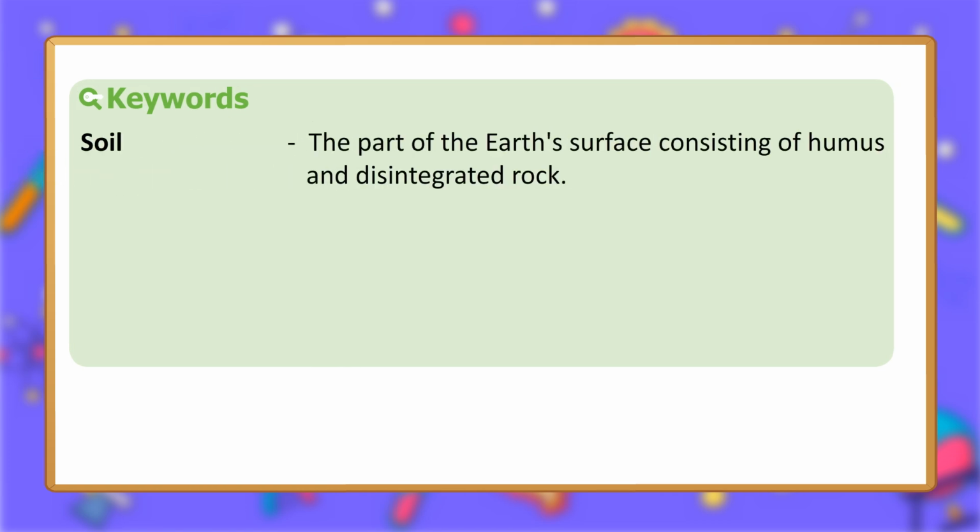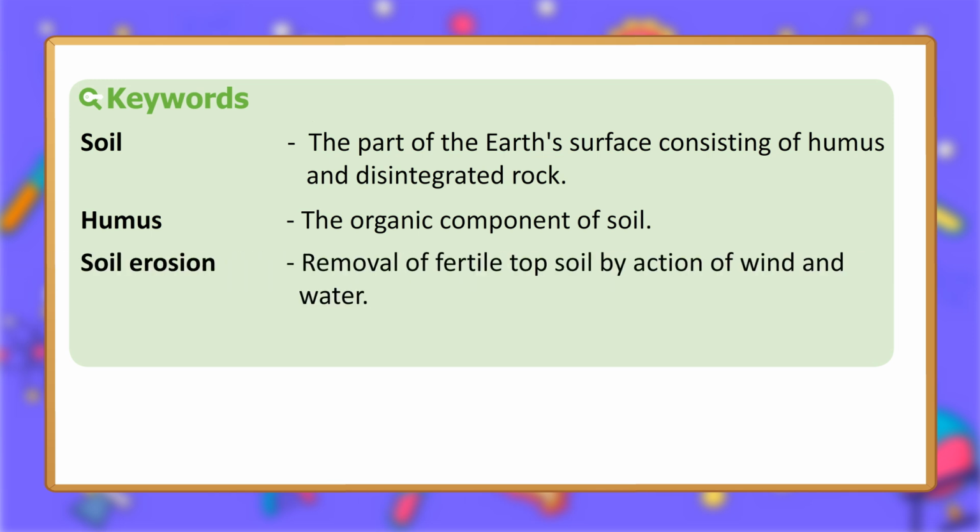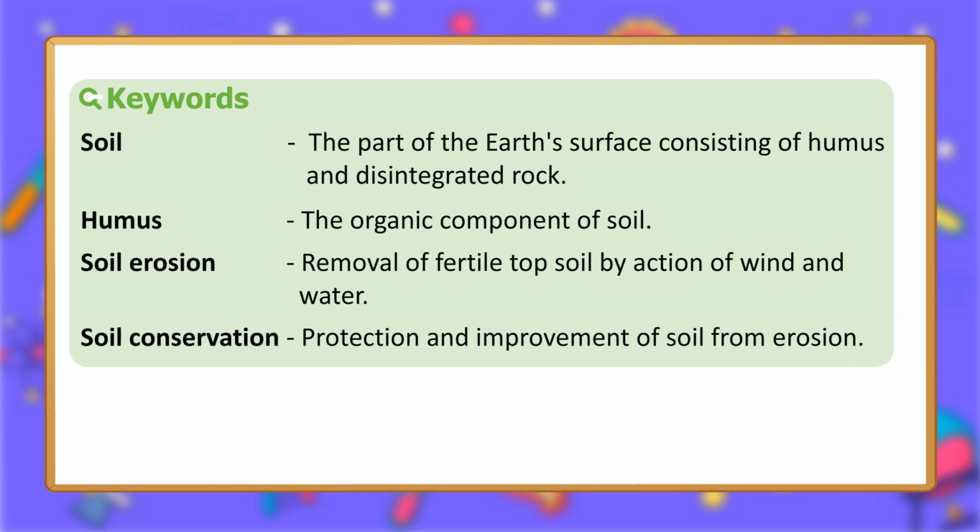Keywords. Soil: the part of the earth's surface consisting of humus and disintegrated rock. Humus: the organic component of soil. Soil erosion: removal of fertile topsoil by action of wind and water. Soil conservation: protection and improvement of soil from erosion.